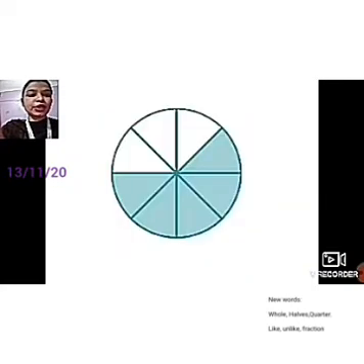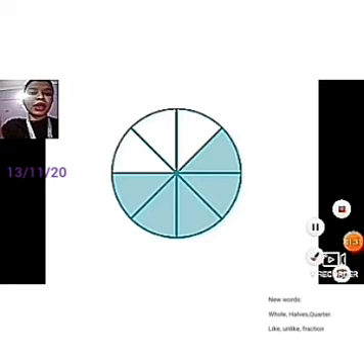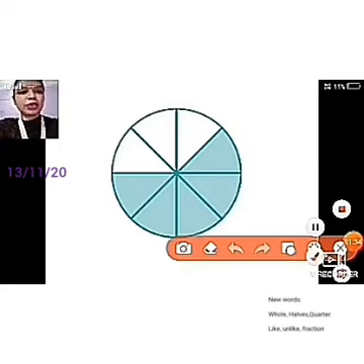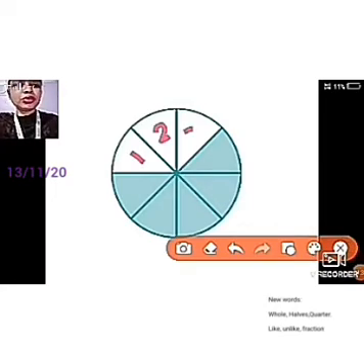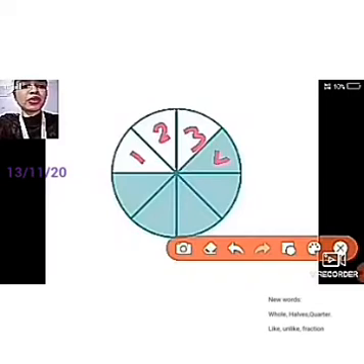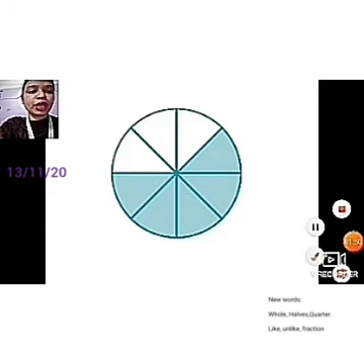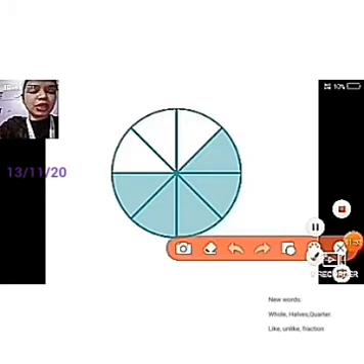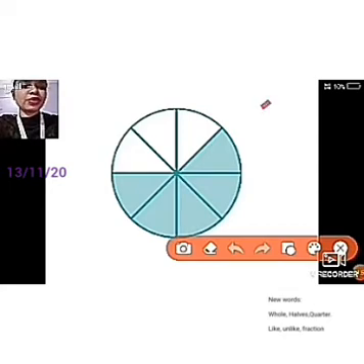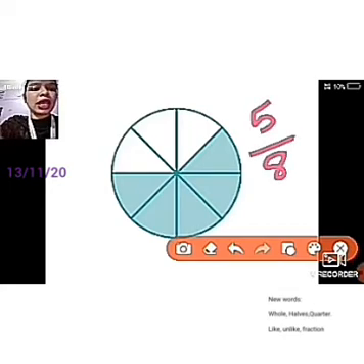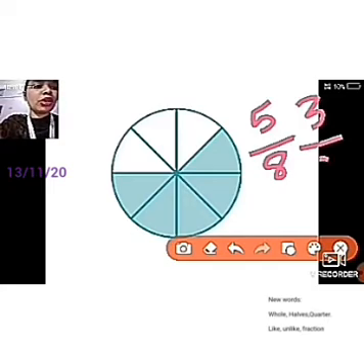Let us go to the next figure. This is a circle, and this circle is also divided into how many equal parts? Let me count: 1, 2, 3, 4, 5, 6, 7 and 8. 8 equal parts. So what I have to do is write in terms of fraction for the unshaded and shaded parts. The shaded part is 5, so 5 by 8 for shaded and 3 by 8 for unshaded.